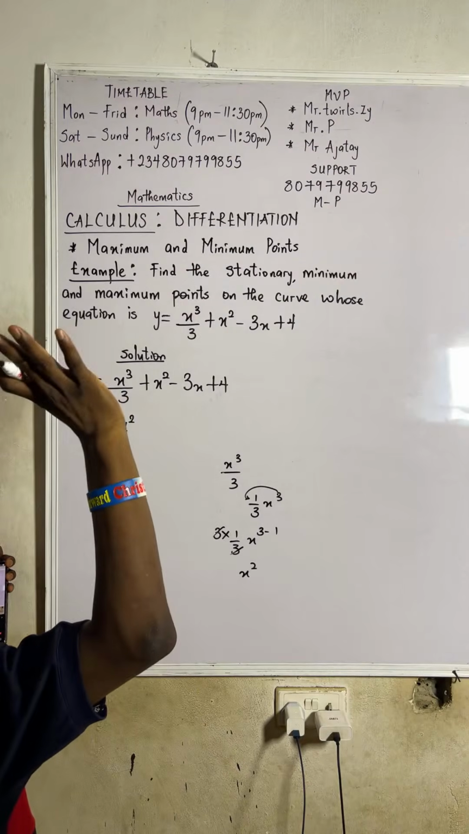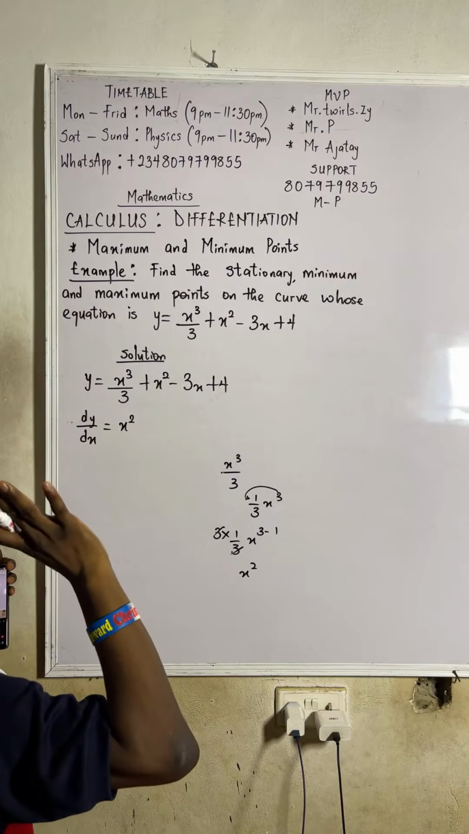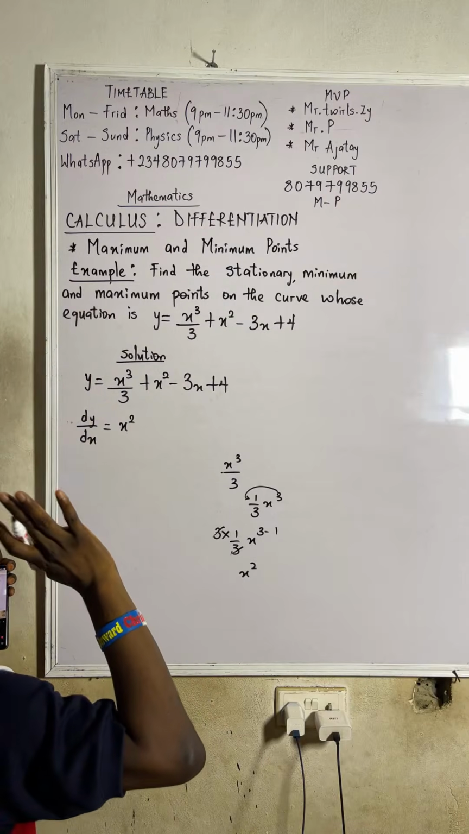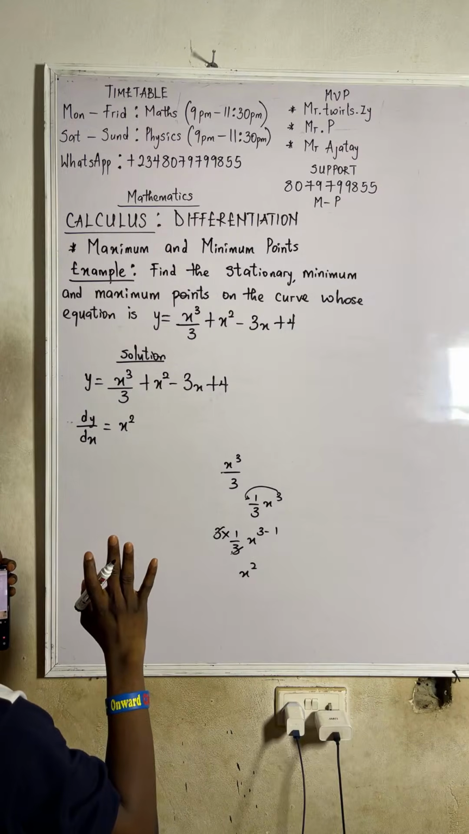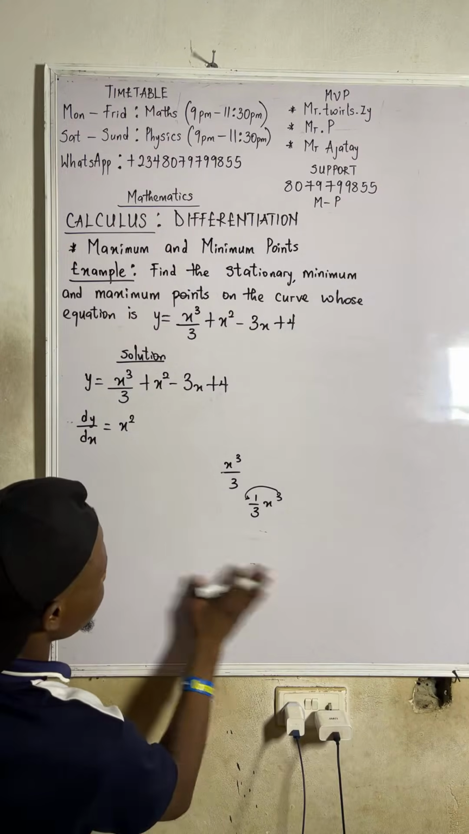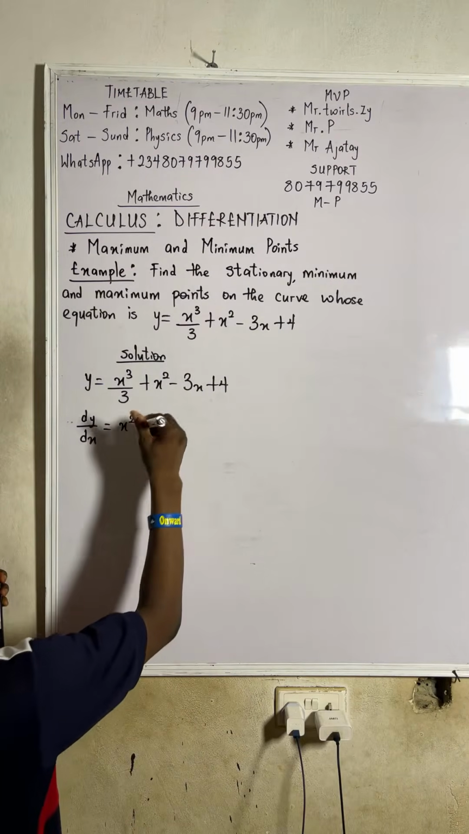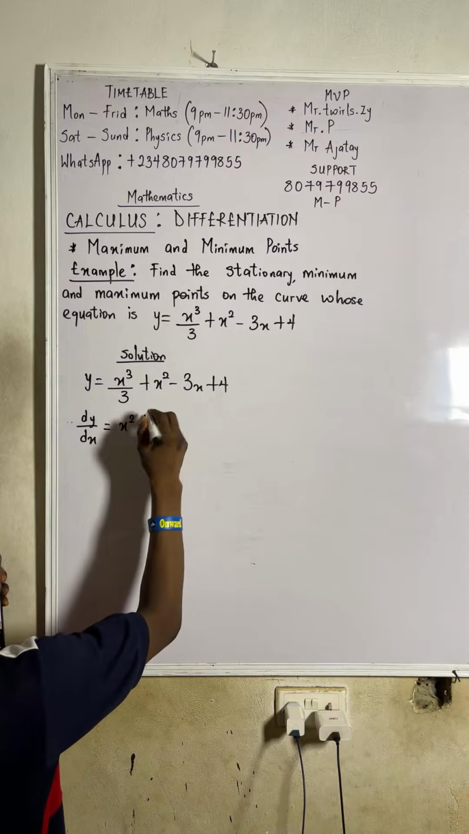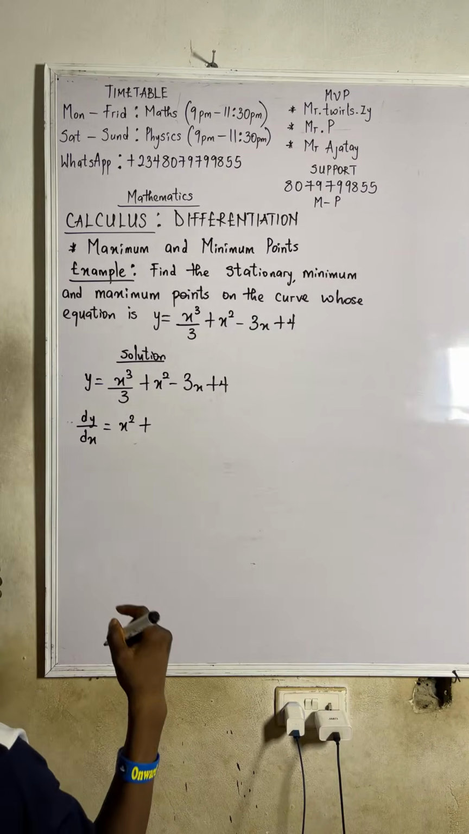Do you understand it now? I want us to flow together. Alright, let me clean this one. So now let's go for x squared. When you differentiate x squared, this one is easy. Differentiate x squared, what do we have?